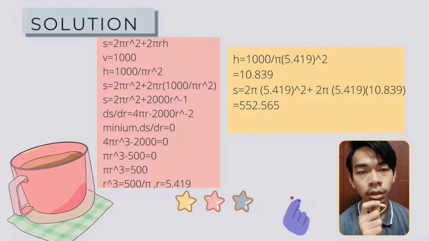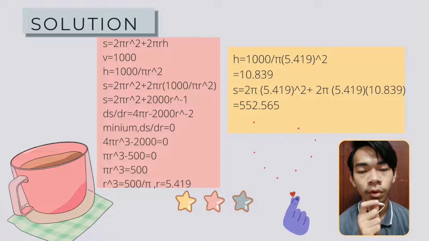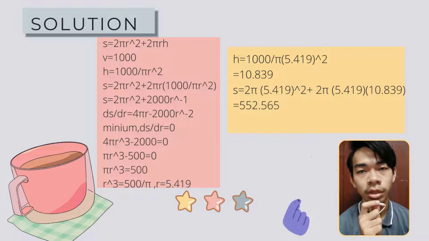For the minimum, we know ds/dr equal to 0. So 4 pi r cubed minus 2000 equal to 0. Simplifying that, in the end we get r equal to 5.419, and we can determine h and S.